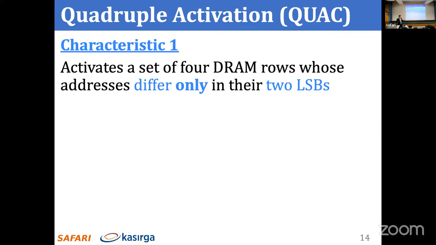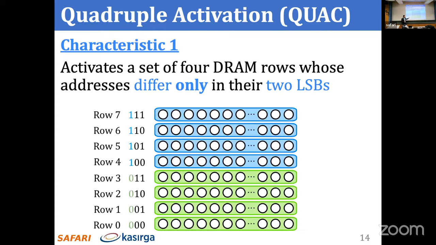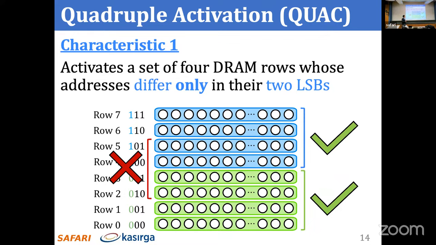We also observed two important characteristics of these operations. So the first one is that a QUAC operation activates a set of four DRAM rows whose addresses differ only in their two least significant bits. And this is a picture that's depicting a simplified version of the subarray. And you can see two groups of rows with different colors here that have different two least significant bit addresses. And QUAC can open these four rows or these four rows, but it cannot open two rows from one group and two rows from the other group.